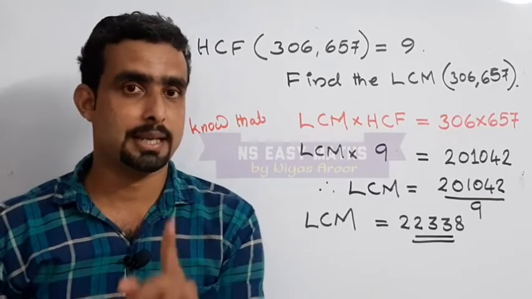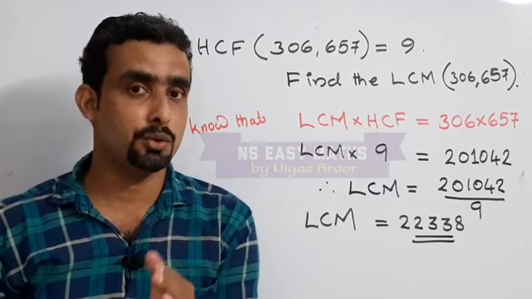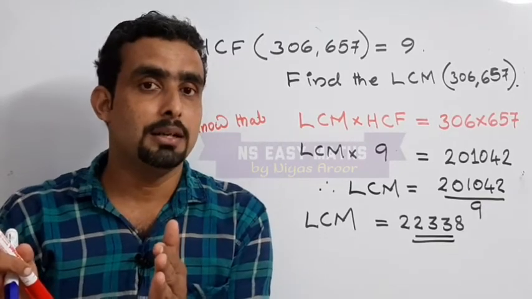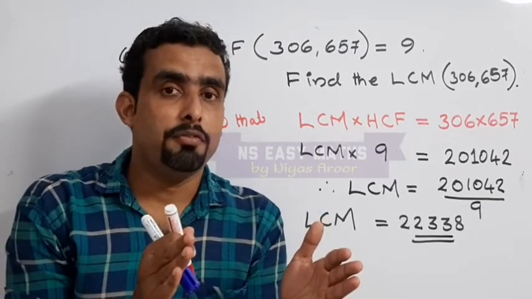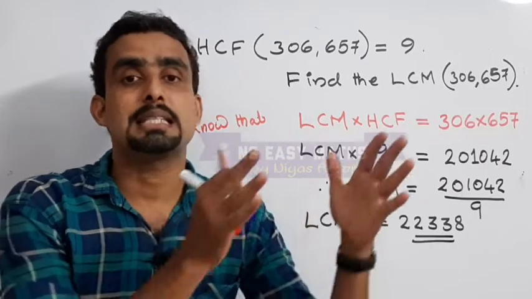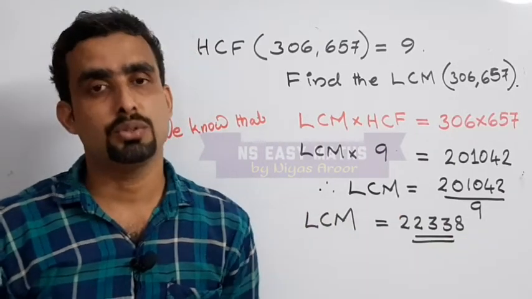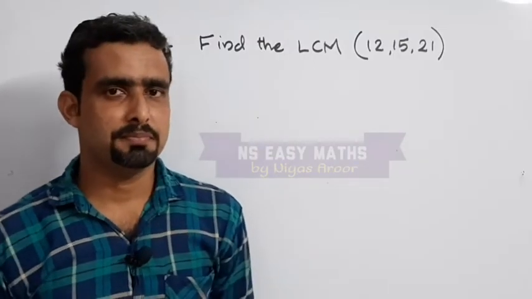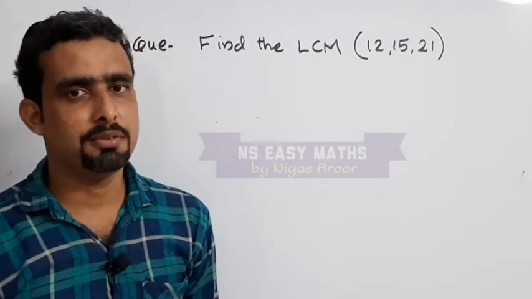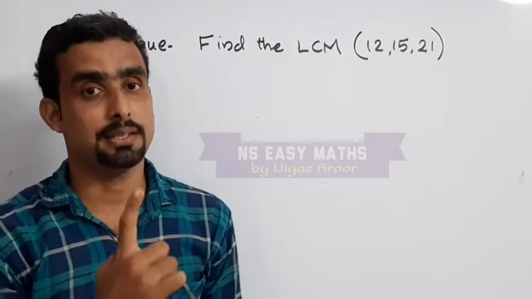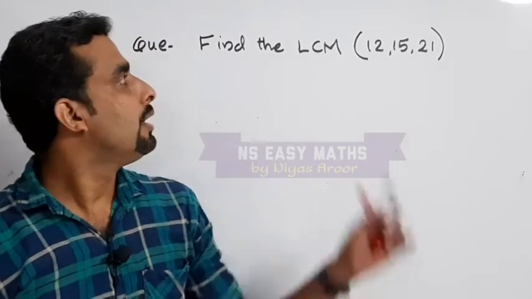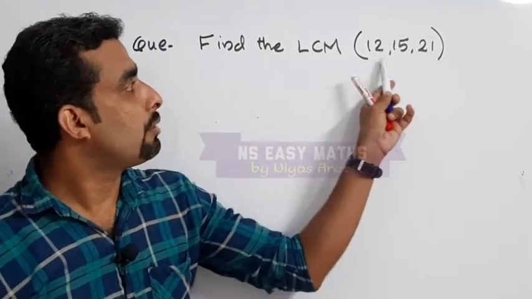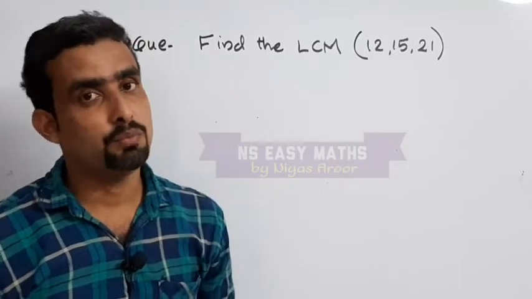What is the connection? Once again, I'm telling you, LCM of two numbers into HCF of the same two numbers is equal to the product of those two numbers. Okay. See, one more example. This is also a question in your textbook exercise. How can we find the LCM of 12, 15 and 21?